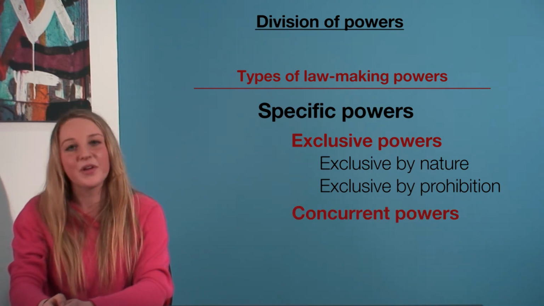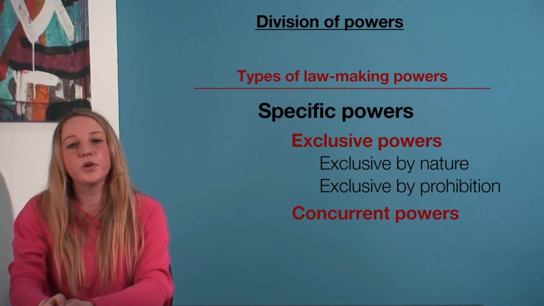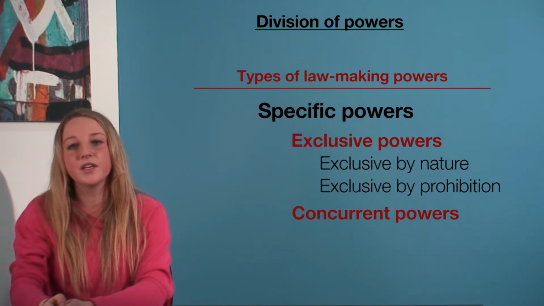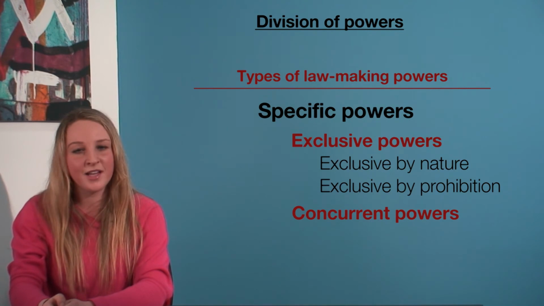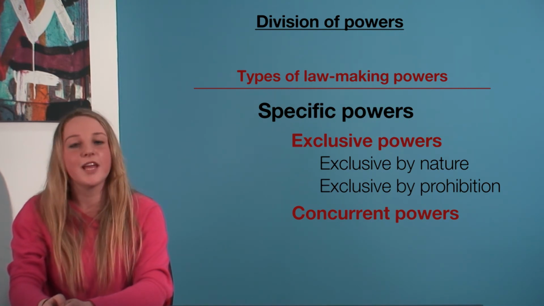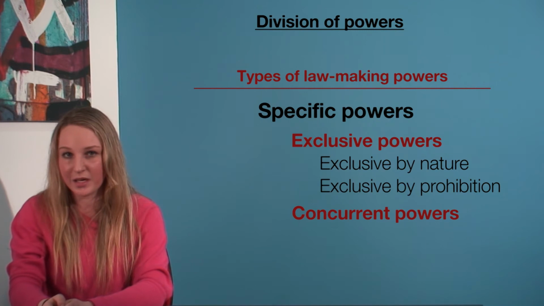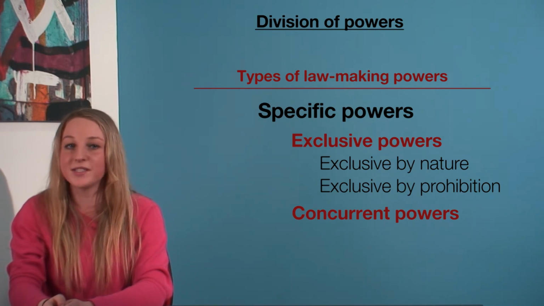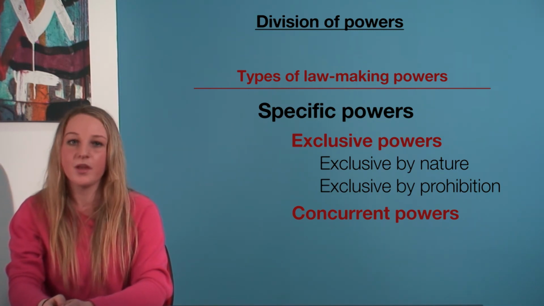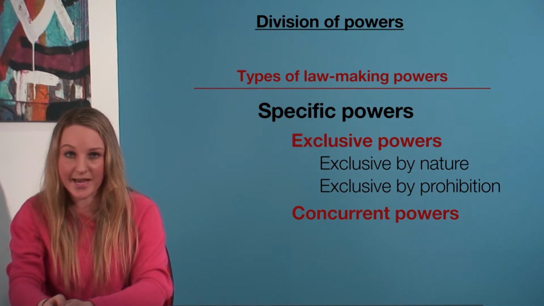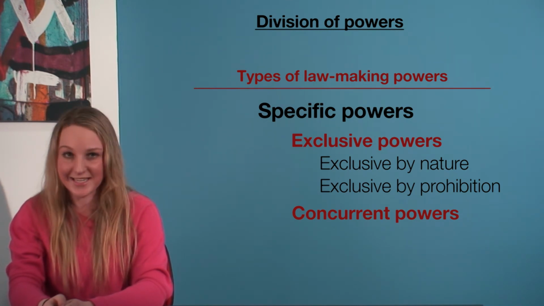The third type, concurrent powers. They are also specific powers because they are written in the Constitution. Unlike exclusive powers, however, they belong to both federal and state parliaments. The power to make law on taxation is a concurrent one. The Commonwealth makes laws on income tax, whereas the state regulates land tax.